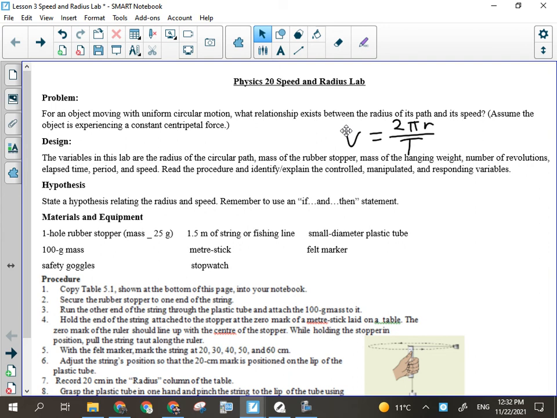So we'll start out with a radius of 20, I think. Yeah, 20, 30, 40, 50. The radius is obviously measured from the tube to the stopper. And we're going to try a bunch of different radii.